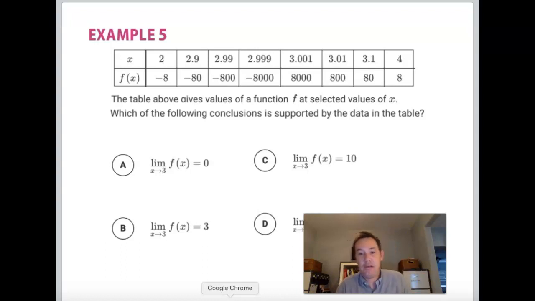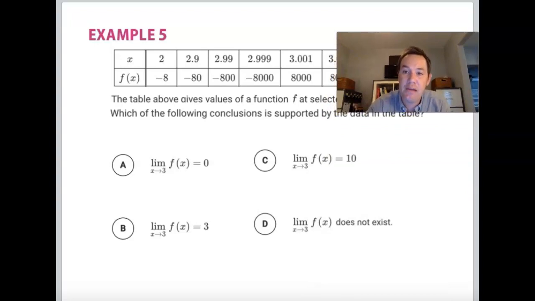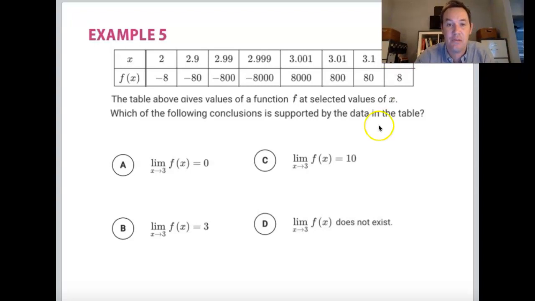Here's a good AP type example where you're given a table of values and you have to use what you're given to make a decision about what's going on. The table gives values of a function f at selected values of x. Which of the following conclusions is supported by the data in the table? All of these have a limiting value of 3 in the answer. So can we determine anything as we approach 3?